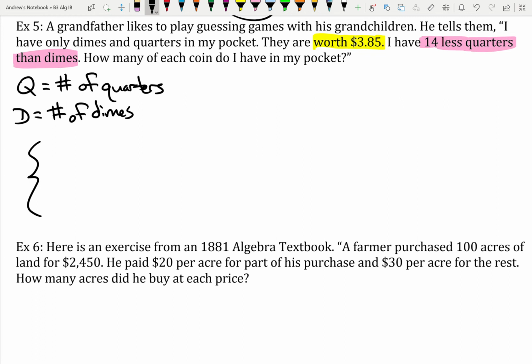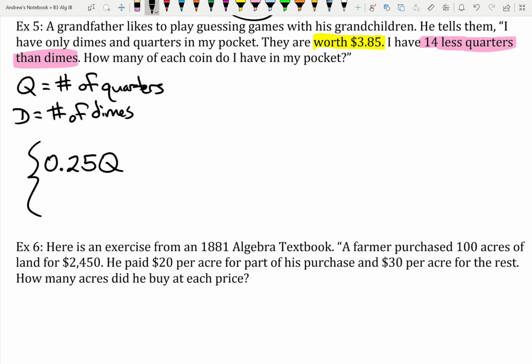So if I had 4 quarters, I'd know I had $1, right? That's basically like in your head saying, all right, I had 25 cents times 4, that gives me a full $1. So one way that we could write out the value of the quarters for this part of the equation is 25 cents, 0.25, times the number of quarters, so 0.25Q.